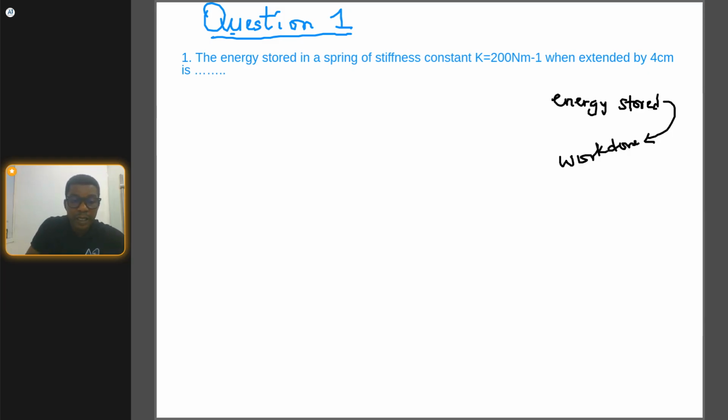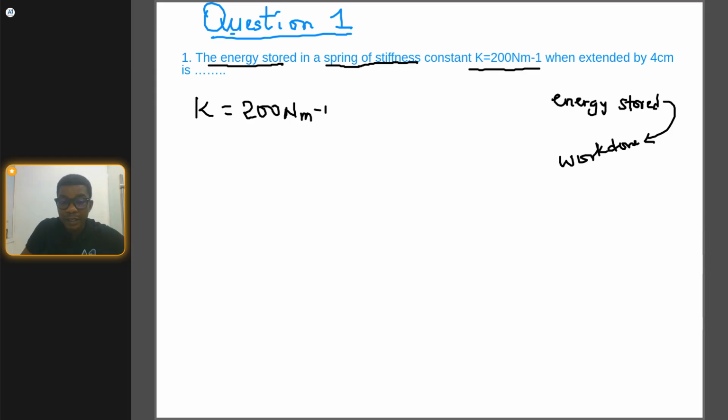So we are asked to find the energy stored in a spring of elastic constant K, that is K was given to be 200 Newton per meter. That's the elastic constant. When extended by 4 centimeter, that is the extension, which is E, and also can be taken as S, is given as 4 centimeter. And we are asked to find the energy stored.